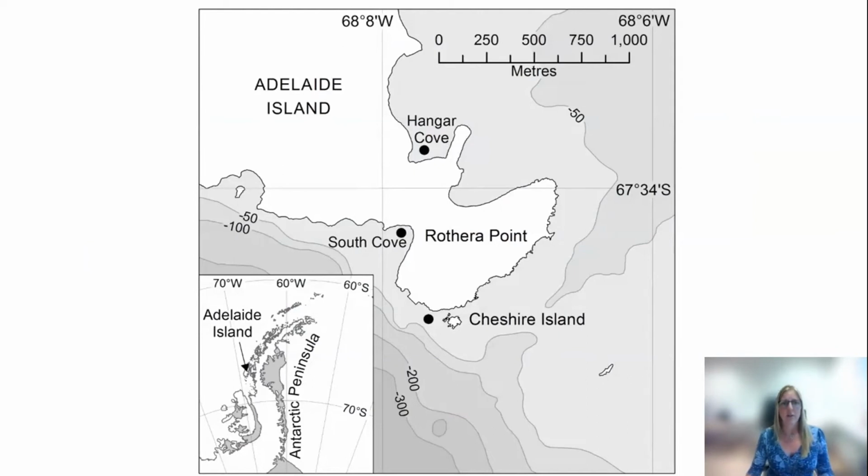As I mentioned, our research was focused around the British Antarctic Survey Research Station, Rothera, which is situated on the west side of Antarctica, below South America on the Antarctic Peninsula, as you can see in this bottom left figure. The soft sediment fieldwork was completed by marine biologist Belinda Voss in Hanger Cove, up here in the north, and South Cove, just to the south. And the hard rock fieldwork was completed by myself at Cheshire Island, just here, south of Rothera Point.